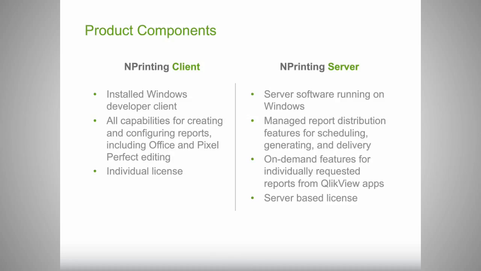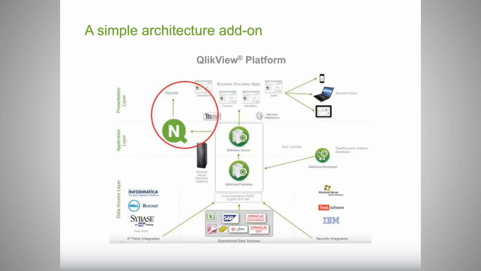And as you can see in this architecture diagram, this is a picture of the QlikView architecture. The NPrinting product interfaces with the QlikView environment to both author as well as generate reports. And as you can see, it's just a simple add-on that interfaces with the server components to produce these different reports.